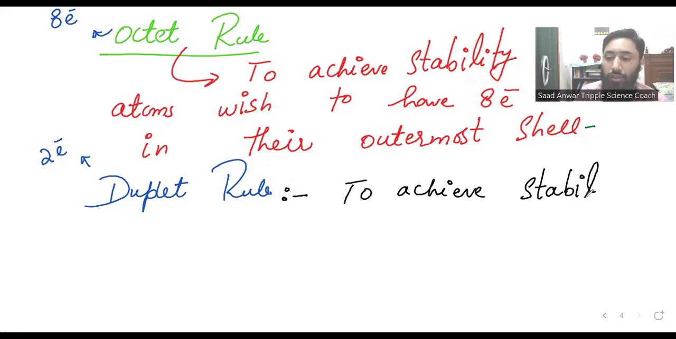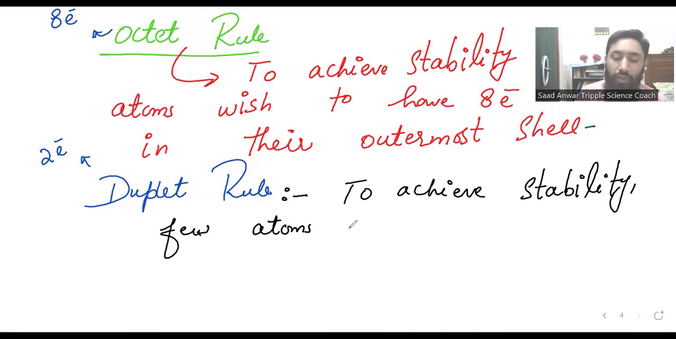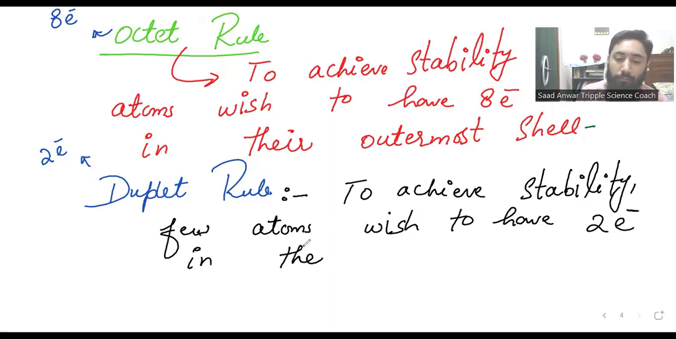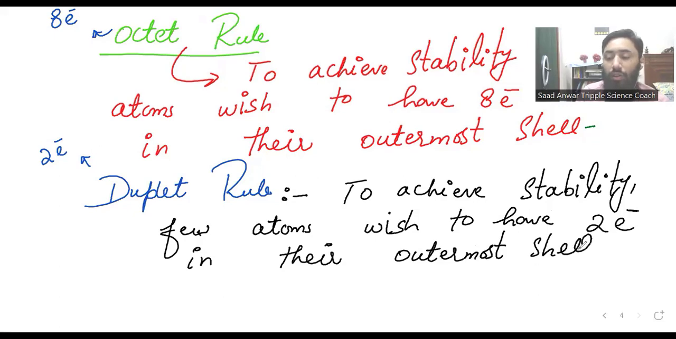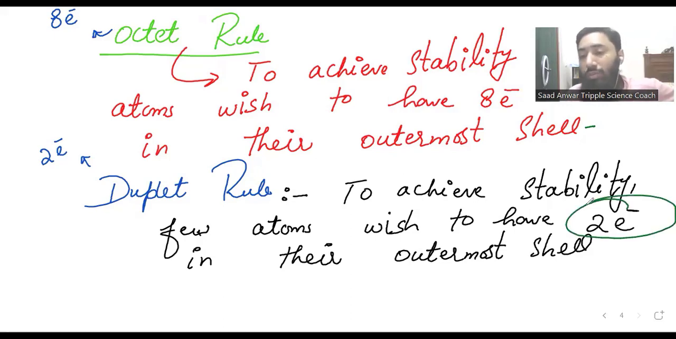To achieve stability, few atoms, very few, wish to have 2 electrons in their outermost shell. There are few atoms in the periodic table that, to achieve stability, just wish for 2 electrons in the outermost shell.